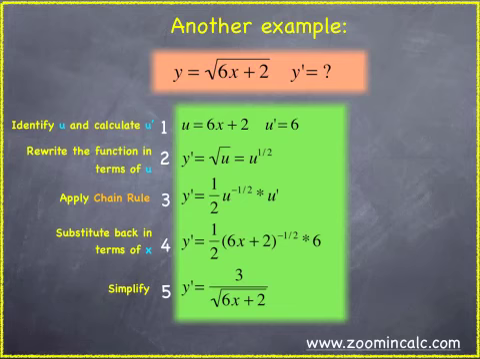Step 3, apply chain rule. So the derivative of u to the 1/2 is 1/2 u to the minus 1/2 using basic power rule. But then we have to multiply by u prime. Step 4, substitute back. So now we're replacing u with 6x plus 2, and we're replacing u prime with 6. Step 5, we do a little bit of algebra, and we simplify, and we are done.